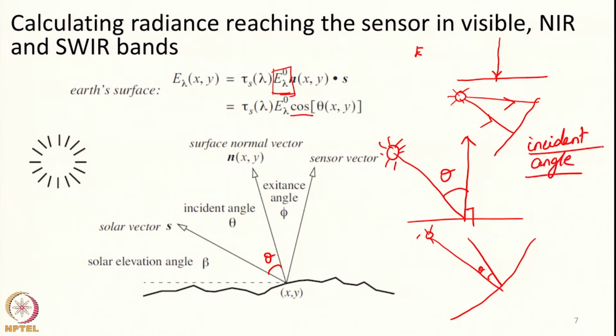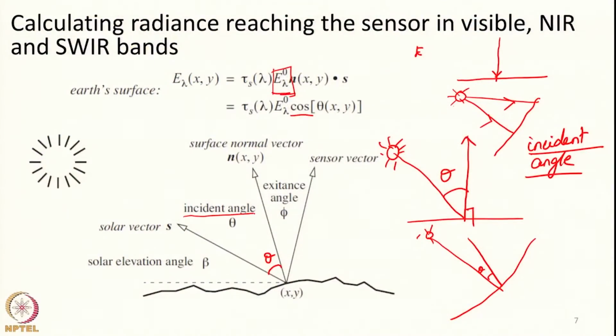This is to account for the angle at which the sun's energy is falling on the surface. If the sun's energy is coming directly perpendicular to the surface, no issues, all the energy from the sun will directly irradiate that particular area. But if it is coming in at an angle with respect to the vertical, or normal to the surface, then we need to account for the angle at which the sun radiation is inclined. That angle is called the angle of incidence, the incident angle.